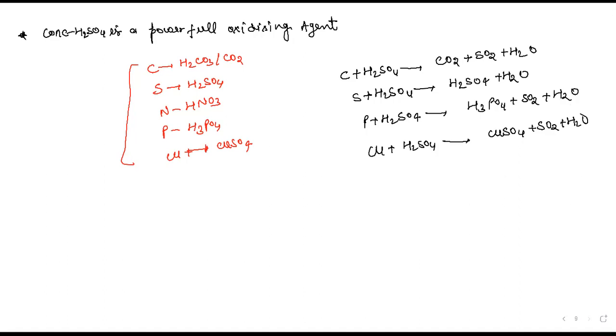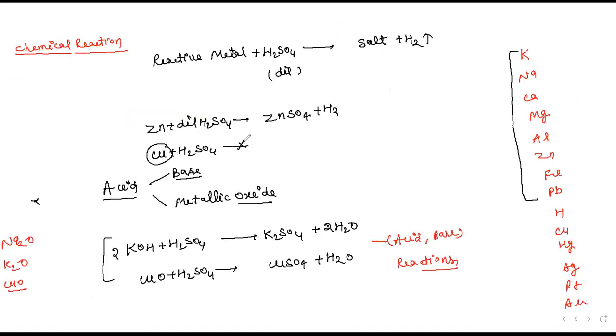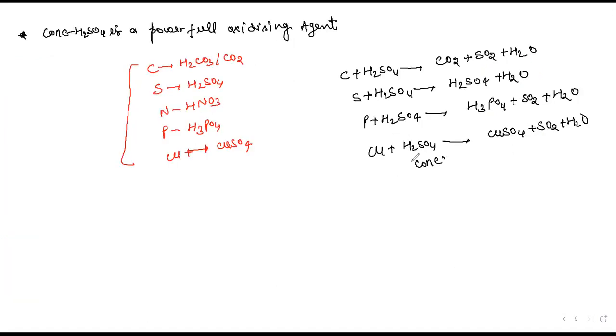The very important thing, beta, as we saw in the previous one, is that whenever we react dilute H2SO4, there is no reaction. But when we react concentrated H2SO4, there will be a reaction and SO2 gas will be evolved, isn't it? In the same way, if we take iodine plus H2SO4, ultimately we will get the acid of iodine, that is iodic acid, plus SO2 plus water.